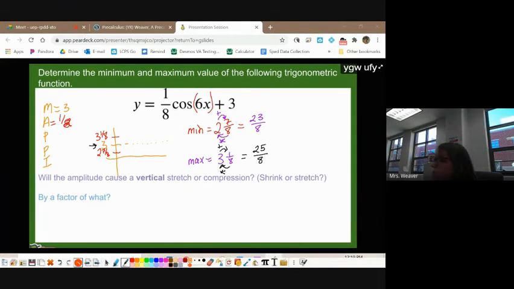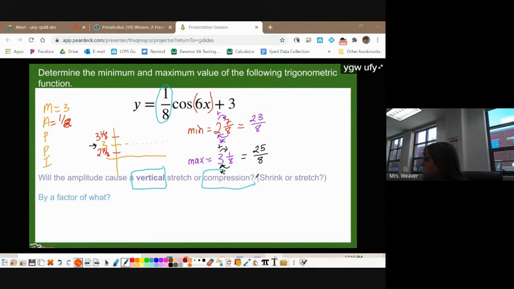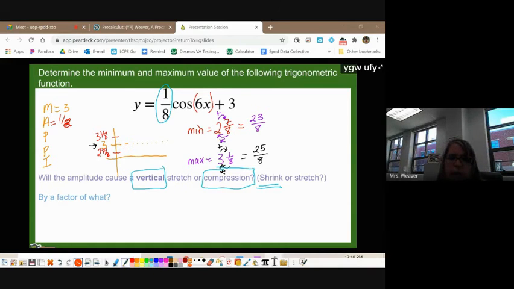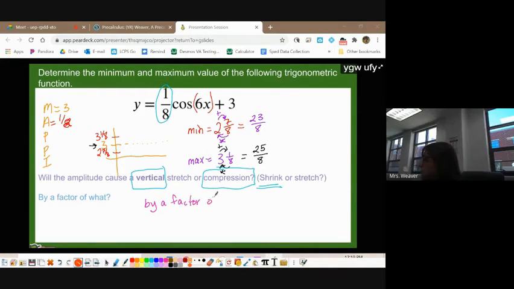Will this be a vertical stretch or compression, Gavin? If the coefficient that we're multiplying out front is 1/8, will that stretch our graph or compress our graph? Compress. It'll be a vertical compression. Now, on my math lab, they use the word shrink instead of compression. That's still kind of intuitive that compressing it is shrinking it or making it shorter, okay? But I wanted to put both words here so that you recognize it. That'll be a vertical compression by a factor of what, Gavin? How much will it shrink it? 1/8. Yes, by a factor of 1/8.